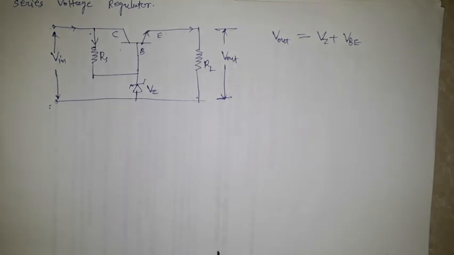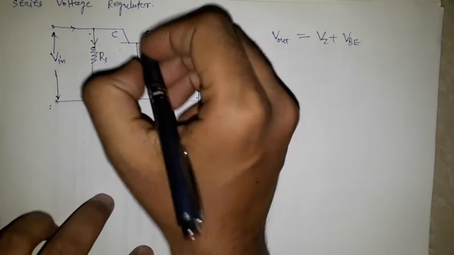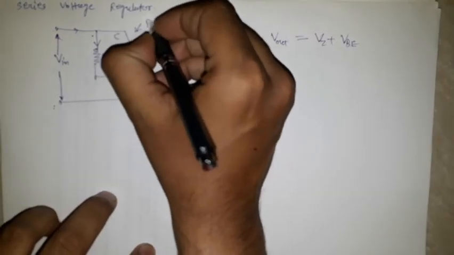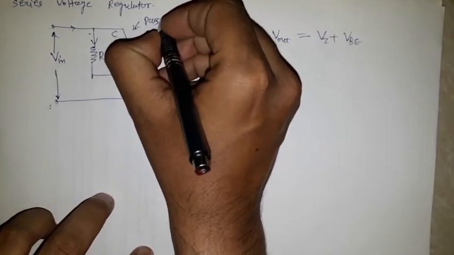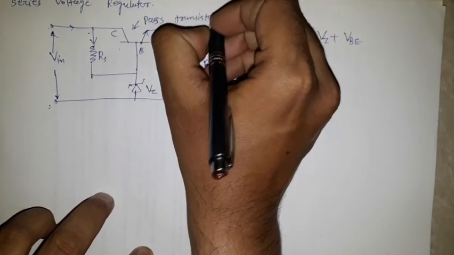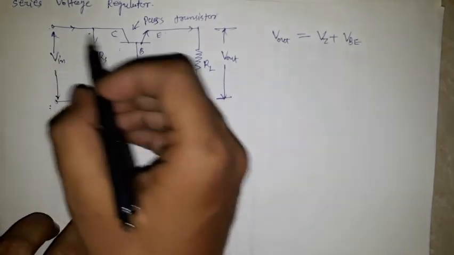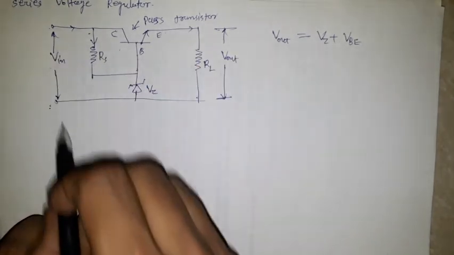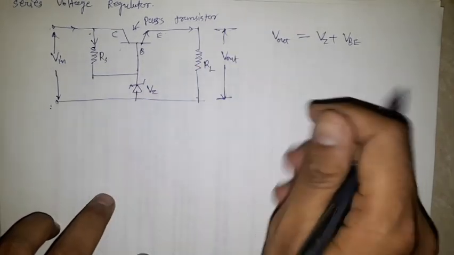The transistor of a series regulator is called the pass transistor because all the load current passes through it. Okay, this transistor is known as the pass transistor, because all the load current passes through this transistor. Okay, here is the load.